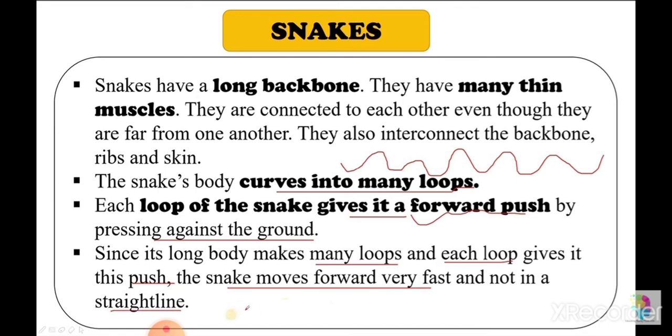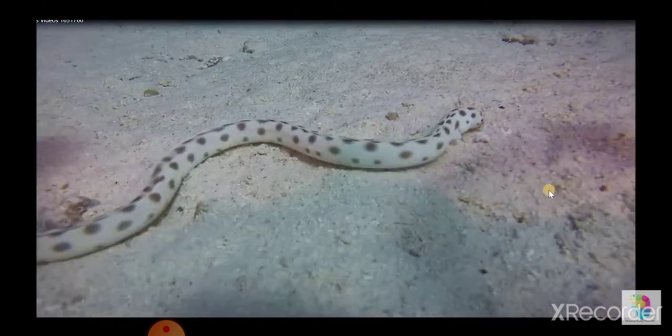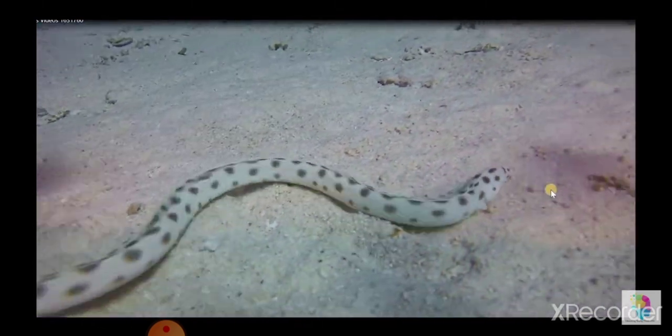and not in a straight line. Snake never moves in a straight line. It will move by forming these kinds of loops. Each of these loops gives it a forward push. Okay? See how a snake is moving by forming loops.